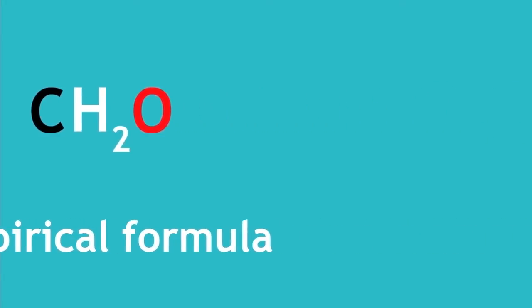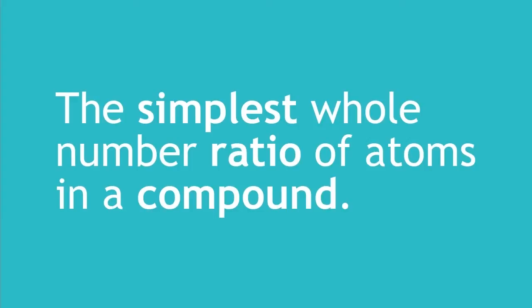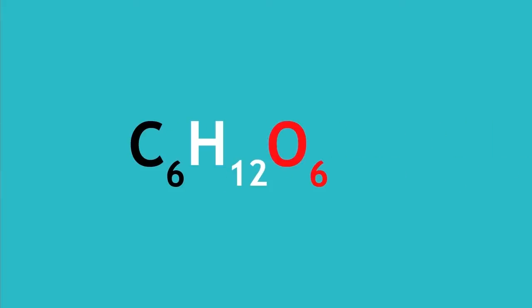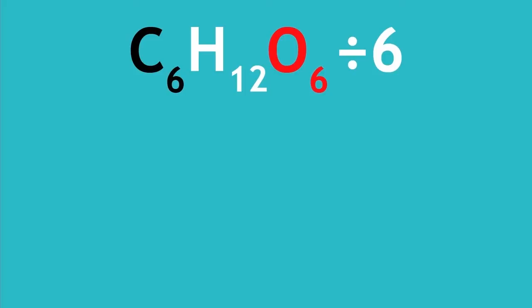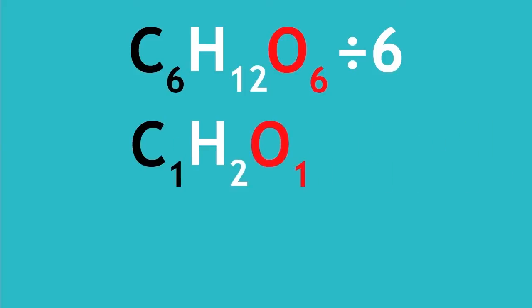The empirical formula is the simplest whole number ratio of atoms in a compound. We need to find the highest common factor, that being the largest whole number that is a factor of 6, 12 and 6 in this example of glucose. They all divide by 6. And so if we do this, we get C1H2O1. We don't show the ones, and so the empirical formula is CH2O.